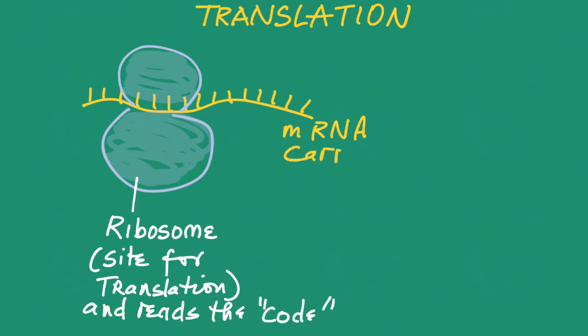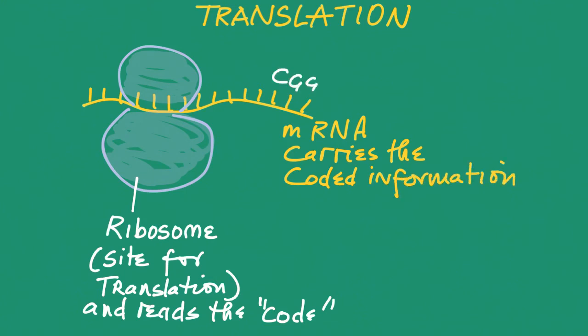The ribosome reads the code. The code is carried by the mRNA. So what's the code? The mRNA, the language of the mRNA, has many words, and each word has only 3 letters.